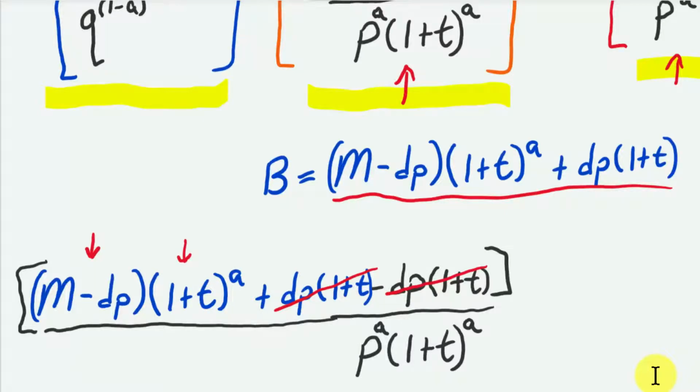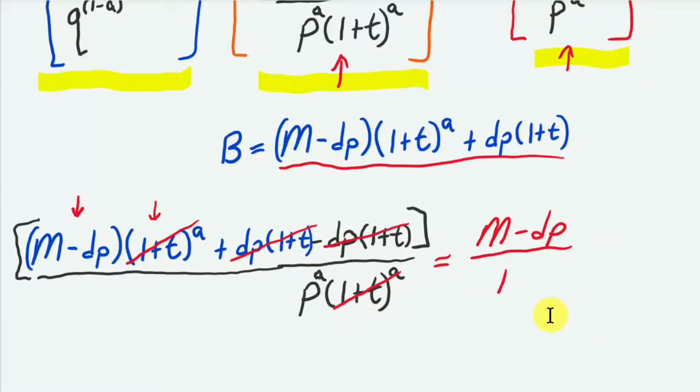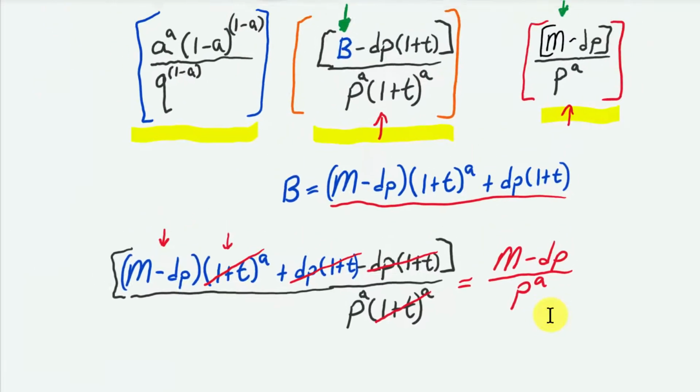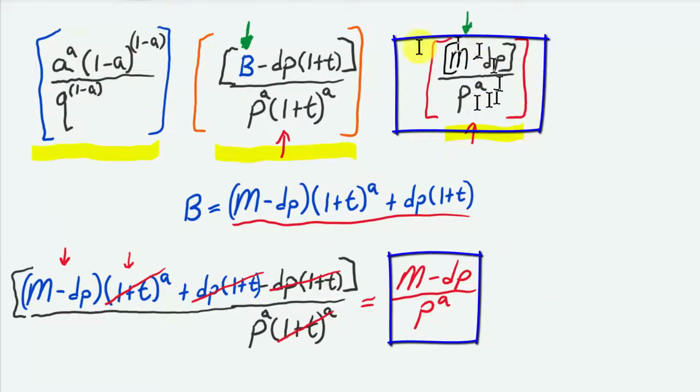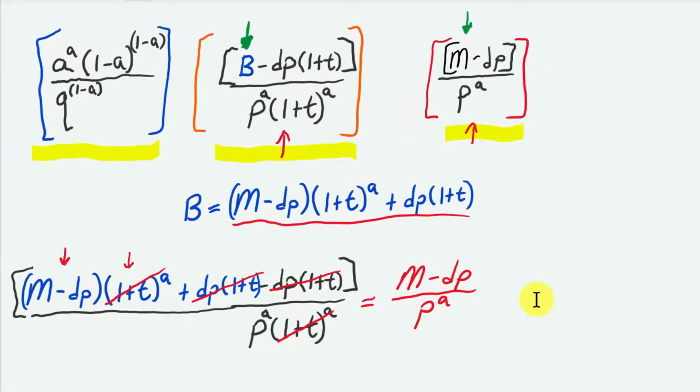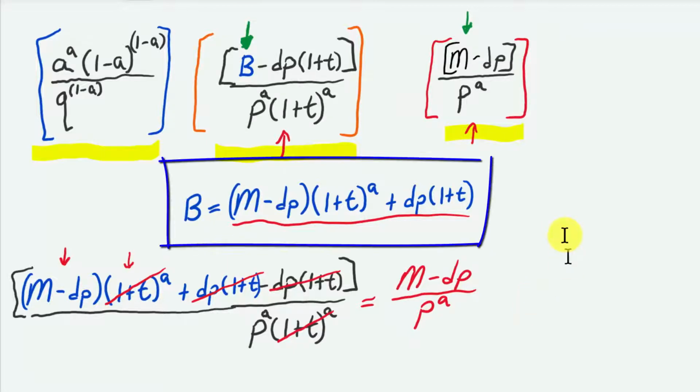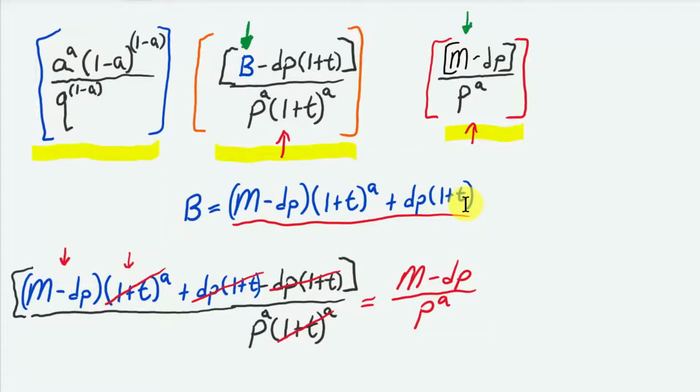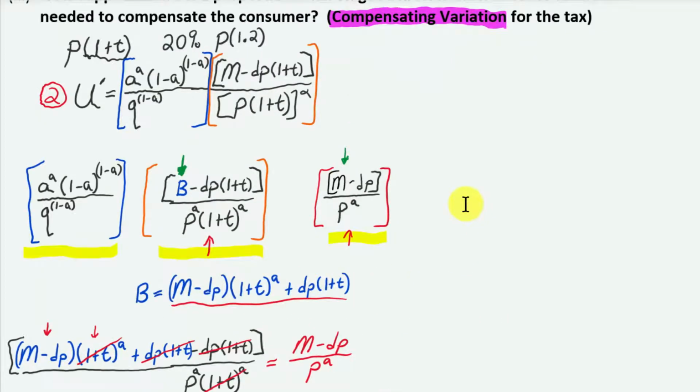And then we see the next thing that's going to cancel. 1 plus t to the a on the bottom, 1 plus t to the a on the top. And what that's going to leave us with is m minus dp over p to the a, which is exactly where we wanted to get to by adjusting the budget with the tax. So using this budget here would totally undo the effect of the tax and leave us with the same utility according to the indirect utility function here.